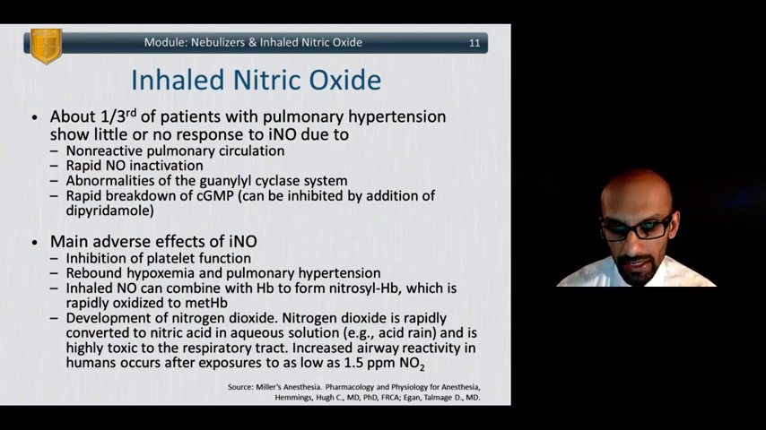Development of nitrogen dioxide. Now, this is significant. Nitrogen dioxide is the main metabolic byproduct that occurs from exposure to nitric oxide. Nitrogen dioxide is rapidly converted to nitric acid in aqueous solution, which is a very powerful acid. It's highly toxic to the respiratory tract. So increasing concentrations of nitrogen dioxide with high doses of nitric basically can cause cellular injury to the alveolar tissue. So this may result in pulmonary edema, increased airway reactivity, and this is what you have to watch out for when you're using this drug.